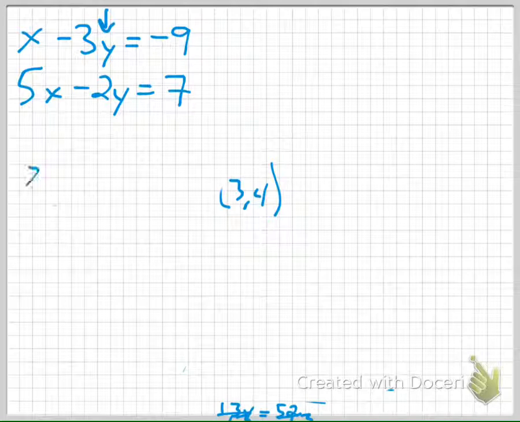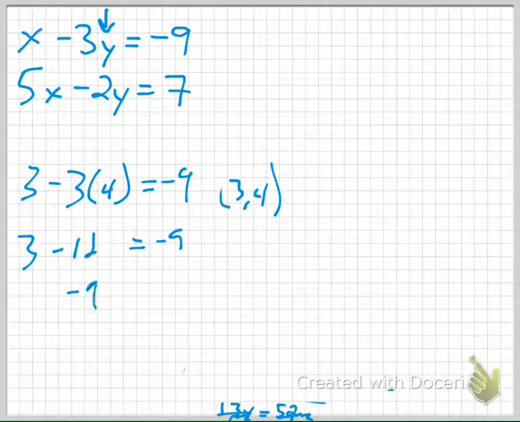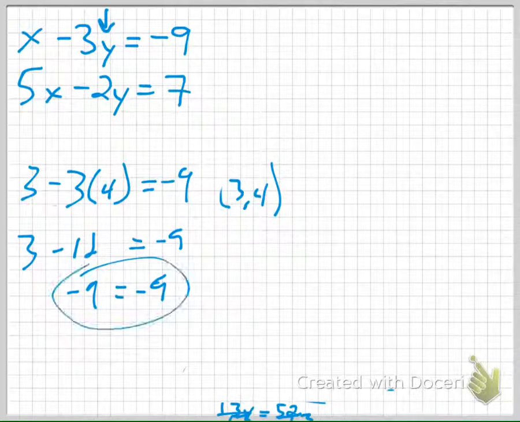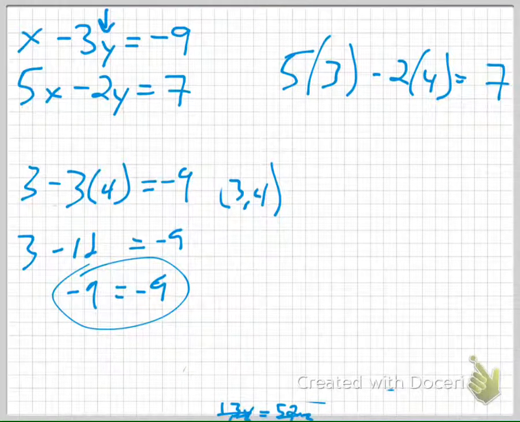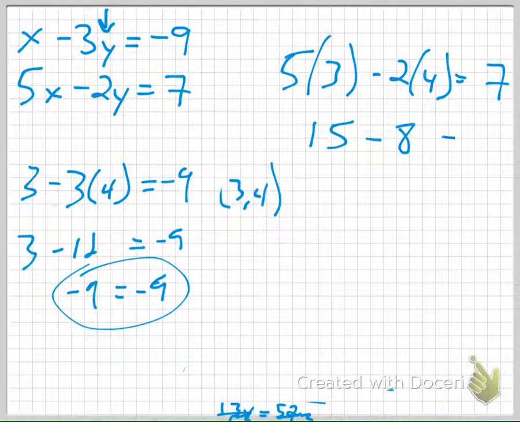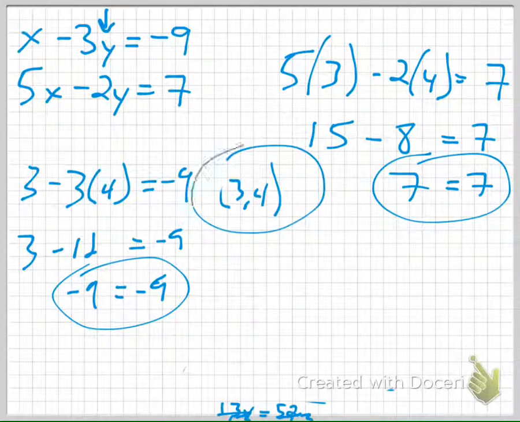I think it's 3, 4. Let's plug it in. 3 minus 3 times 4 equals negative 9. 3 minus 12 equals negative 9. Negative 9 equals negative 9. Yeah, true. Okay, let's plug it into the bottom one. 5 times 3 minus 2 times 4 equals 7. 15 minus 8 equals 7. 7 equals 7. True. 3, 4 is the answer.